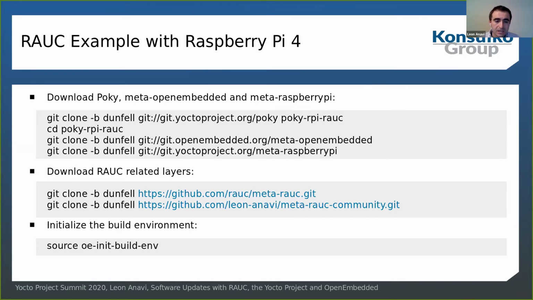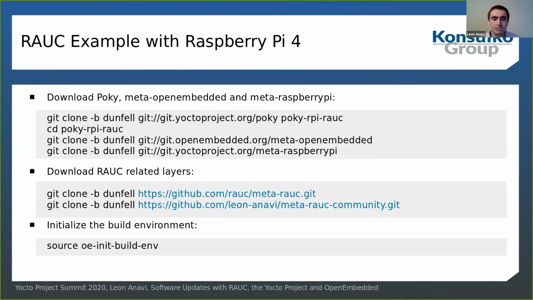After that, we need to download Rauc-related layers. The first layer is meta-rauc. The second layer is a layer that I have created. It's called meta-rauc-community. At the moment, the only integration in this meta-rauc-community layer is for Raspberry Pi 4. Hopefully over time, if I have time, I'll add support for other boards. After that, it's a very straightforward procedure.